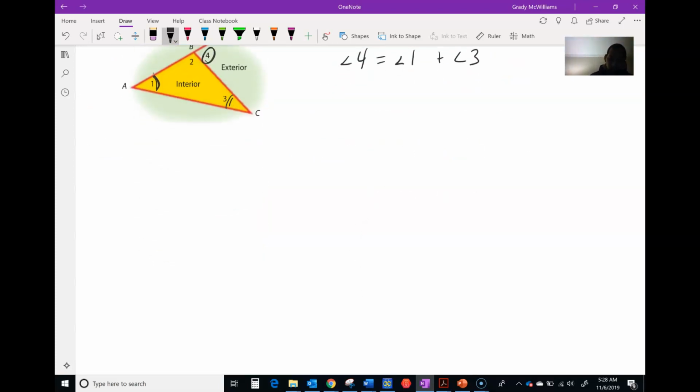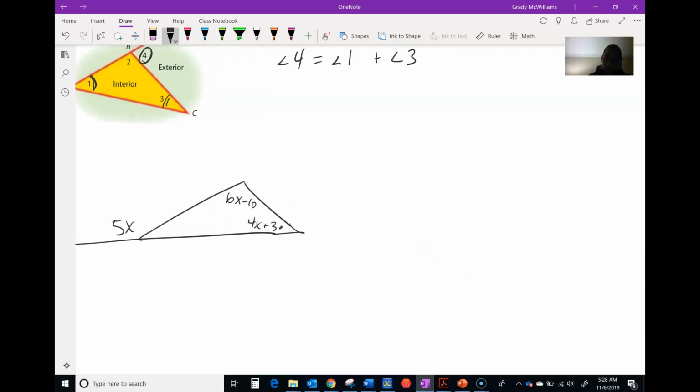I'm just going to make up something here. Let's say this was 5x, and this is, I don't know, 6x minus 10, and this one's 4x plus 30. I have no idea what this answer is going to be. I'm just making it up on the spot. But the idea here is that the outside, the exterior angle, is equal to the sum of the angles that are furthest away from it. Okay, so we can add up these like terms. You get 10x. You can add up those like terms. You get positive 20. And that should be equal to 5x.